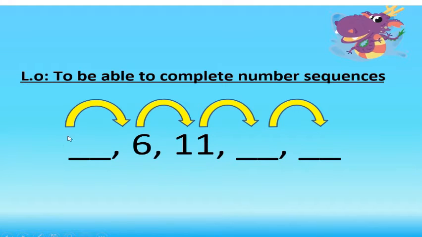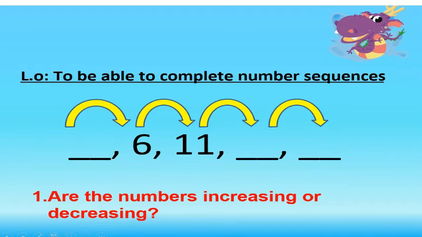But on this one, we're missing one at the beginning, so we need to go backwards from 6. So we can use our rule of 5 as well to count backwards. So we can go 5, 4, 3, 2, 1. So our first one would be 1, 6, 11. We need to add 5 now. 12, 13, 14, 15, 16. So we'd write 16 here. And then we need to add another 5, 17, 18, 19, 20, 21. So we've got 1, 6, 11, 16, 21. That would be our first answers here.